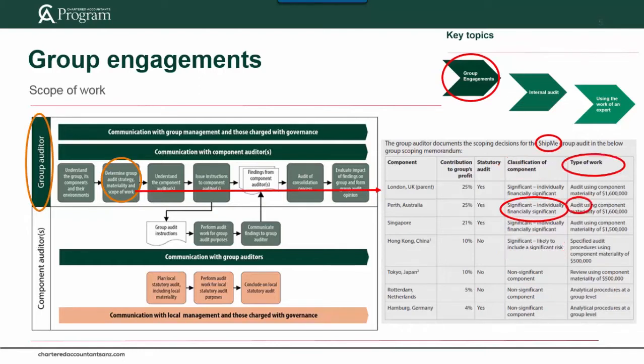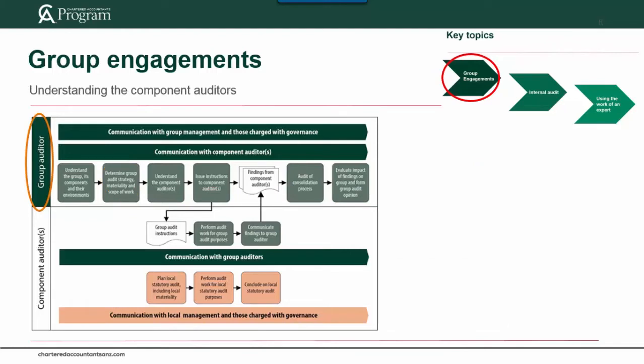A component that is significant due to its individual financial significance to the group must be audited. When a component is significant due to significant risk, this work could involve an audit of the component, an audit of specified account balances, class of transactions or disclosures, or specified audit procedures relating to significant risks of material misstatement of the consolidated financial statements. In this example, specified audit procedures have been selected as the scope of work to be performed.